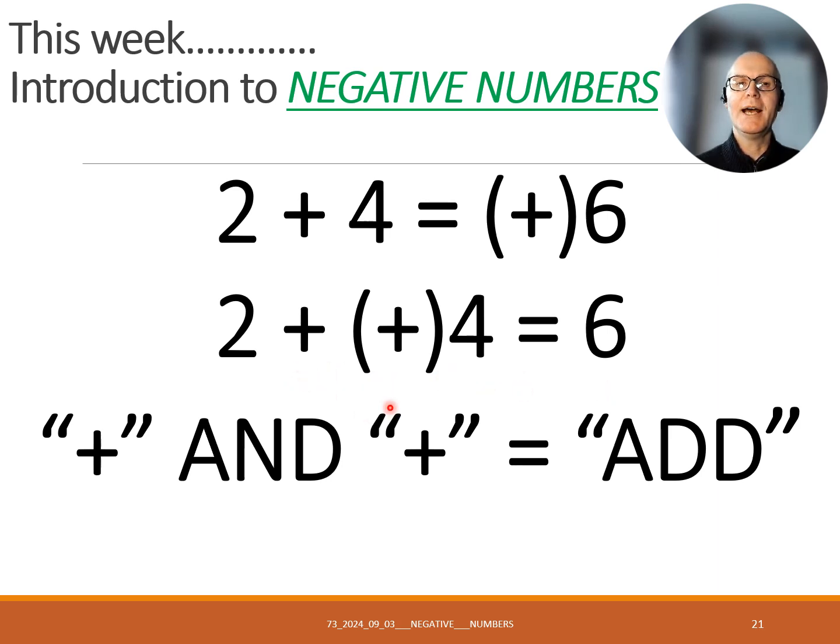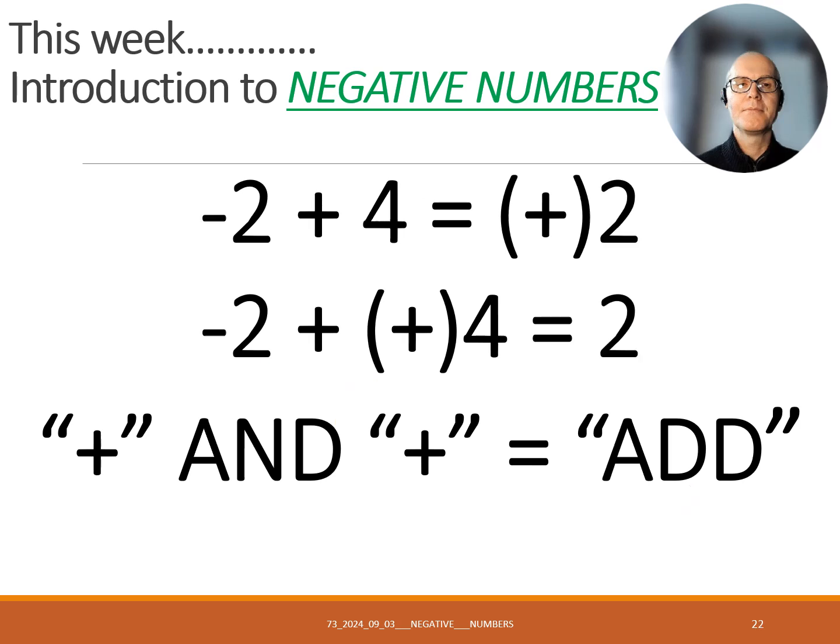When you have addition and a positive, two pluses, then you add. Add and positive equals add. So we'd be going right on the number line. Negative 2 plus 4 equals positive 2. With the signs in, we've got negative 2 plus positive 4 equaling 2. Again, we've got add and a positive. Add and positive equals add. So you're adding these numbers. You're moving right on the number line.